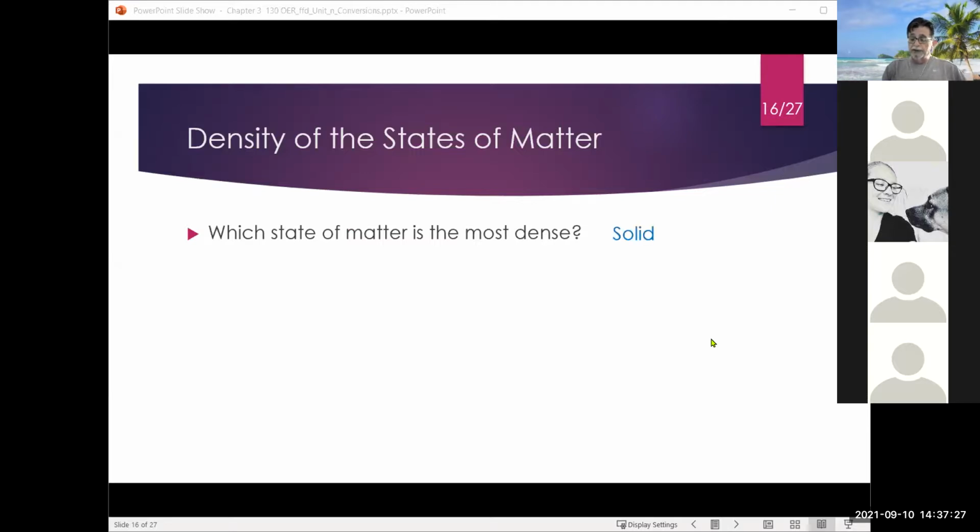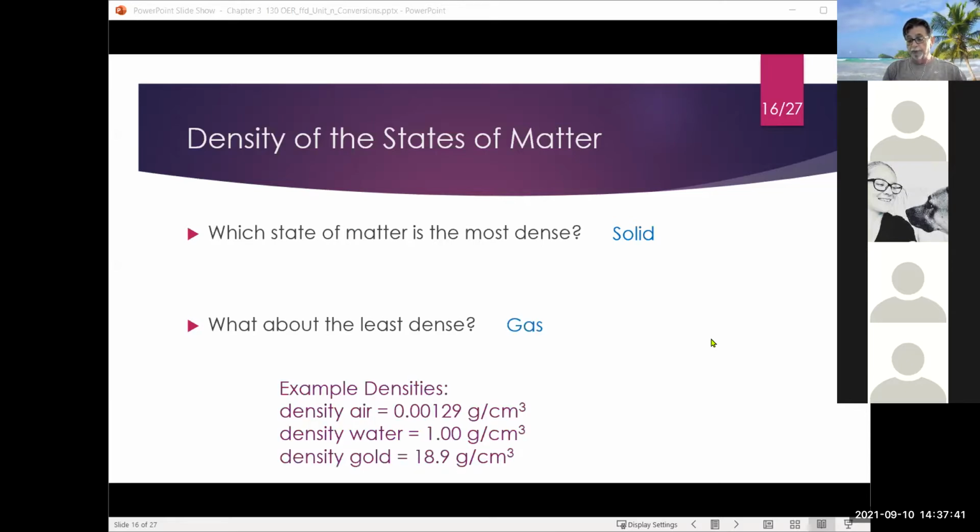Based on the property of solids, solids are the most dense material that we have, and the least dense are the gases. An example would be the density of air, in the order of 0.00129 grams per cubic centimeter. The density of water at room temperature is 1 gram per cubic centimeter. And you can see gold or most any metal, anything heavy, has a density much greater than 1.